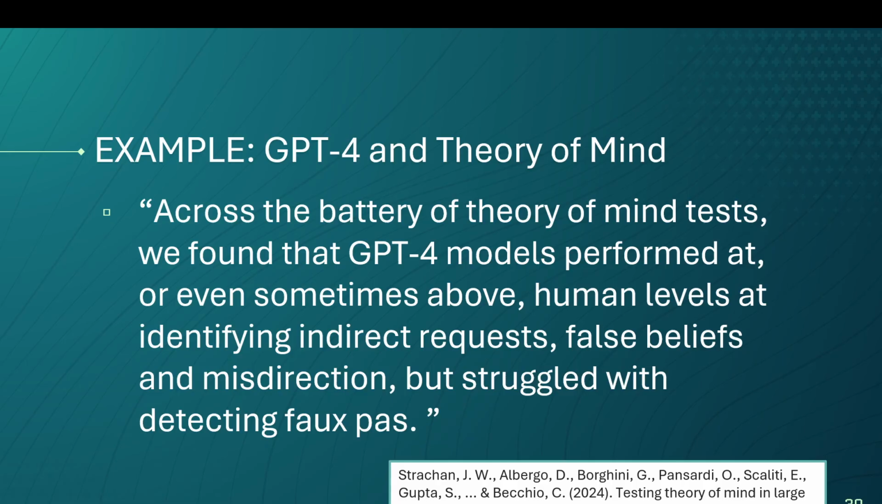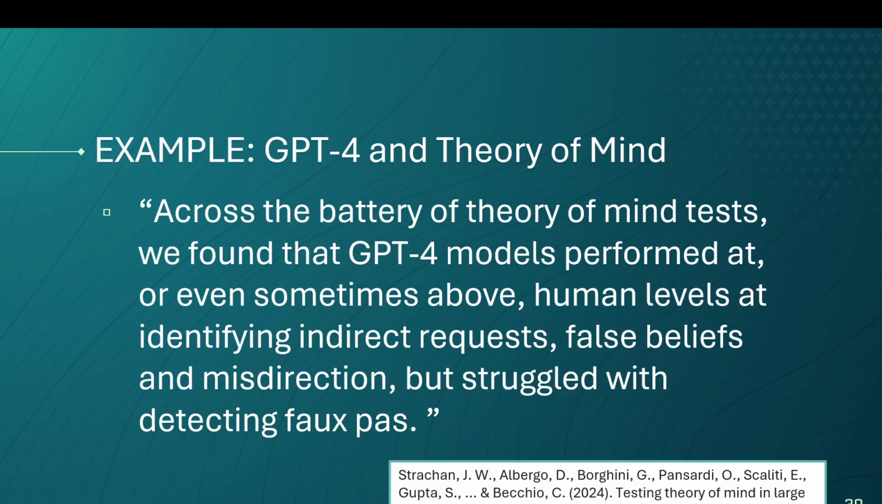Let's quickly look at the theory of mind question. In this one particular study done in 2024, they took all of these theory of mind tests and tested GPT-4 on those tasks. And what they found is that it performed at, or sometimes even above, human levels at almost every one of the things on that particular theory of mind battery. So it could do indirect requests, it could identify false beliefs, it could demonstrate misdirection. There was one thing it seemed to have trouble with, and that was faux pas. It had trouble correctly understanding faux pas, or when someone misused the language in a specific way.